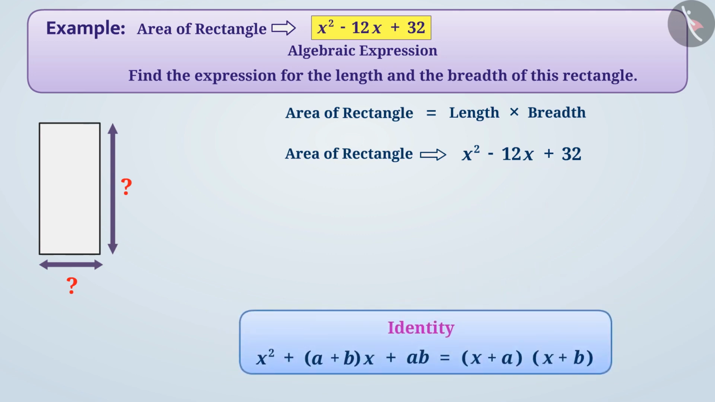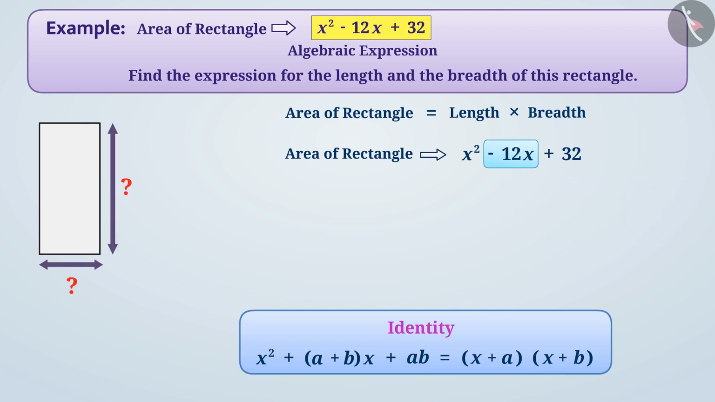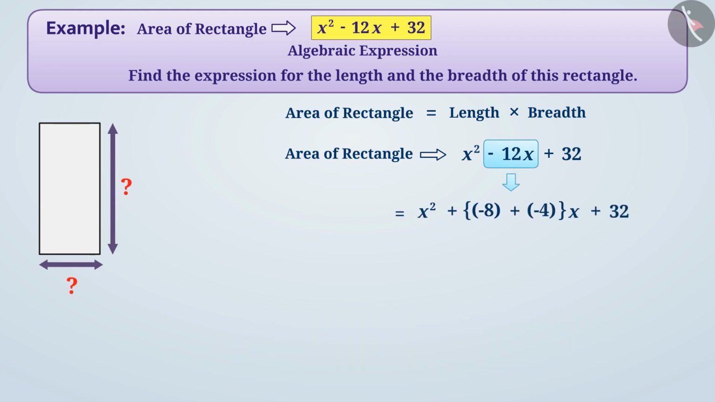We will divide the middle term, that is, the coefficient of x, into two numbers a and b in such a way that ab is equal to 32 and a plus b is equal to minus 12. Since minus 8 multiplied by minus 4 is equal to 32 and minus 8 plus minus 4 is equal to minus 12, we will choose minus 8 and minus 4. Now, the middle term minus 12x of this expression can be written as, which can also be written like this.